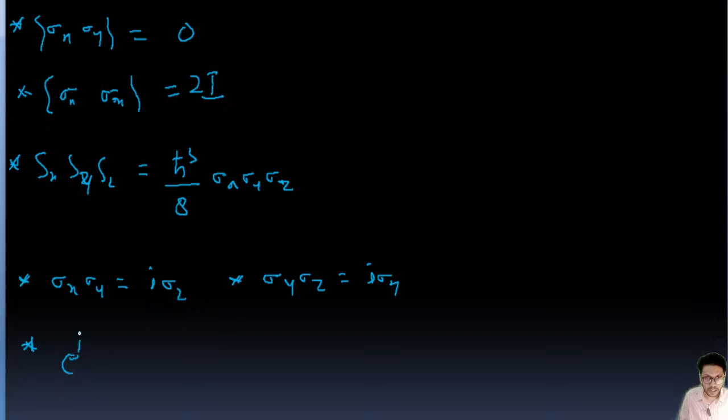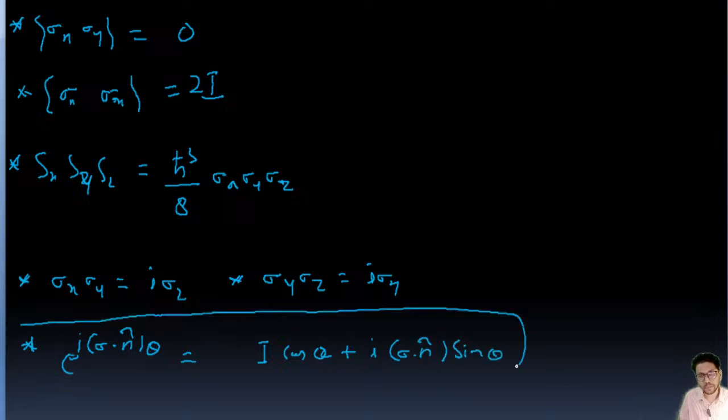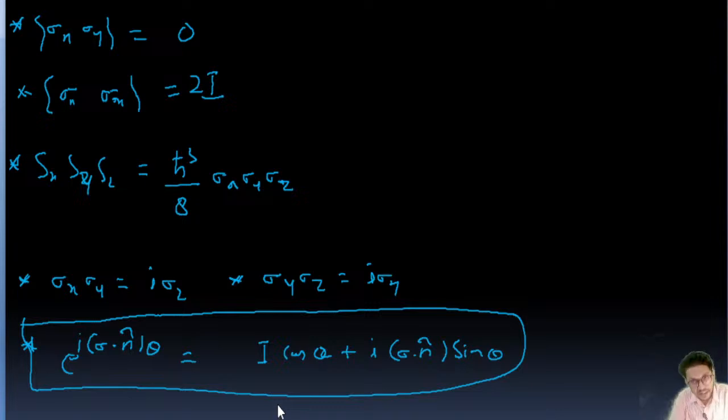E to the power iota sigma dot n cap theta is I cos theta plus iota sigma dot n cap sin theta. This is a very important property. By using this property, there are many questions we can solve, and these questions are asked in NET and other exams. Well, guys, this is about angular momentum, and we'll solve questions as well.